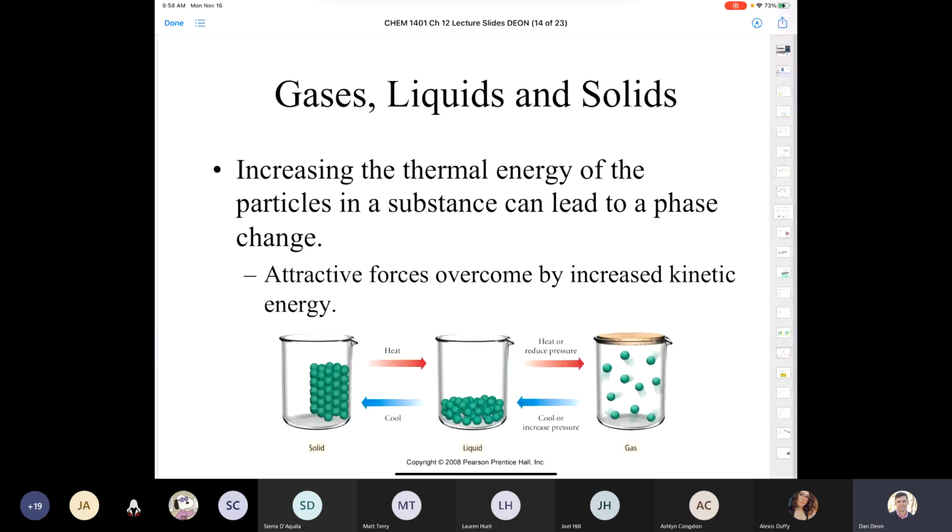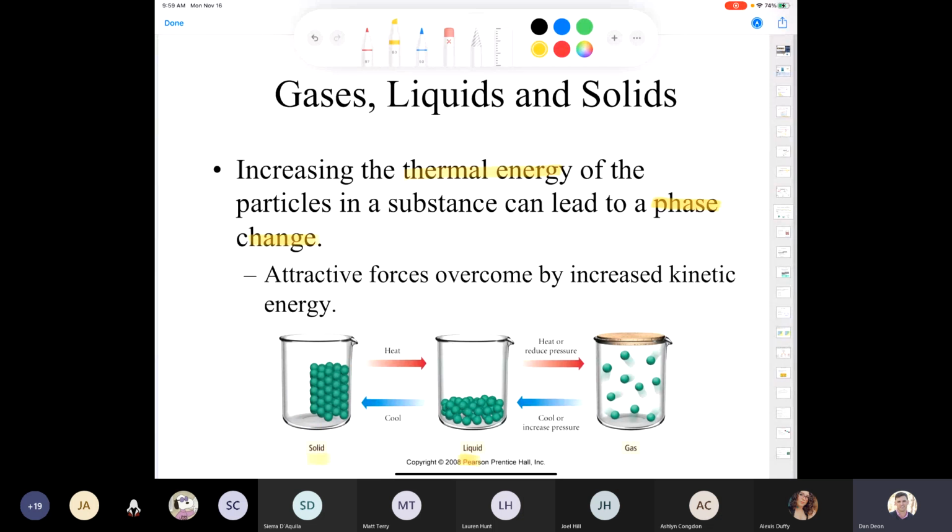We got what? We got a solid. It's all neatly packed together here. Got this beautiful solid here. Everything's neatly packed together. We heat that up. We provide more thermal energy to that solid. And what does it do? It leads to a phase change. It goes from a solid to a liquid, right?